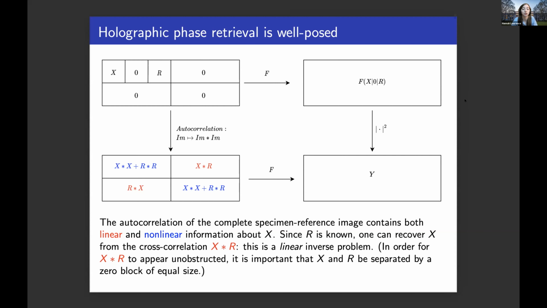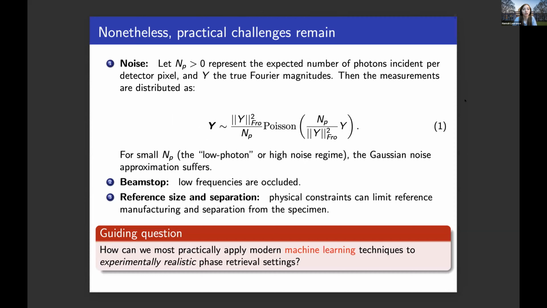So here, X is your unknown object and R is a known reference. If X and R are far enough away, when you take the Fourier magnitudes, in real space that corresponds to looking at the autocorrelation. And again, if X and R are well enough separated, the appropriate quadrant of the autocorrelation simply contains linear information about the unknown X, in particular its cross-correlation with R. This is a linear inverse problem, which is pretty well posed under very easy conditions on the reference object R. Nonetheless, if I were to give you real data from an experiment, there are still practical challenges for this problem, and that's what we're going to try to address.